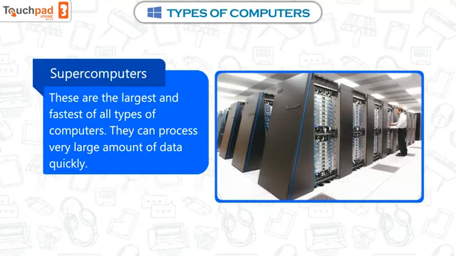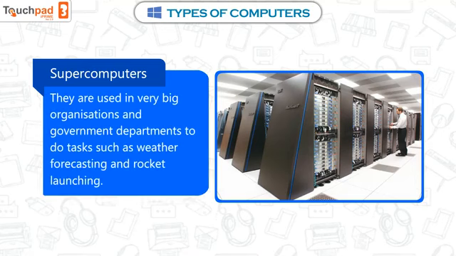Supercomputers. These are the largest and fastest of all types of computers. They can process very large amounts of data quickly. They are used in very big organizations and government departments to do tasks such as weather forecasting and rocket launching.